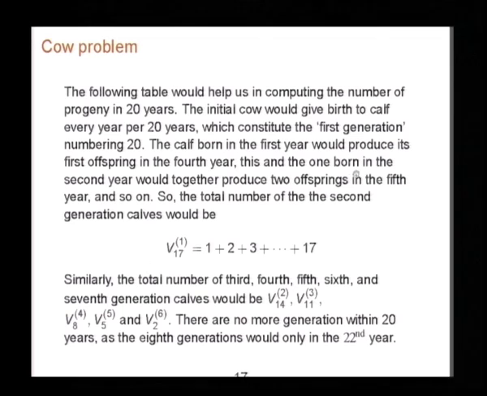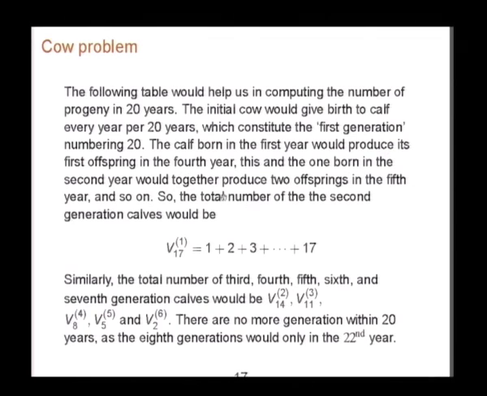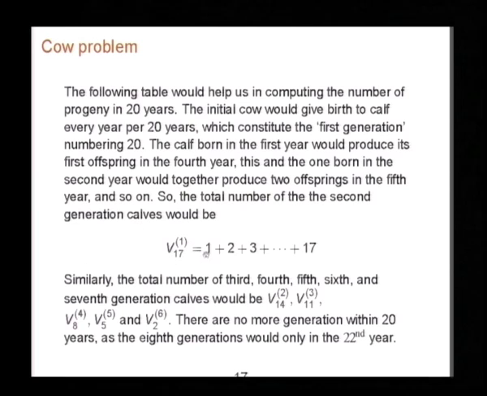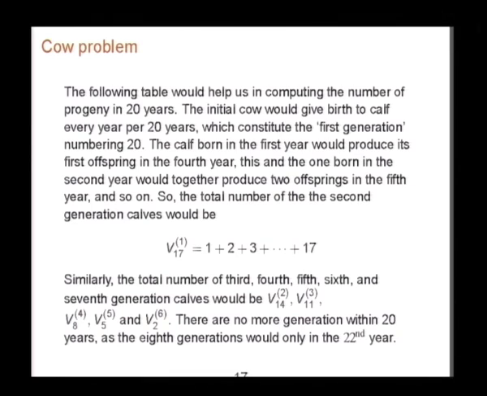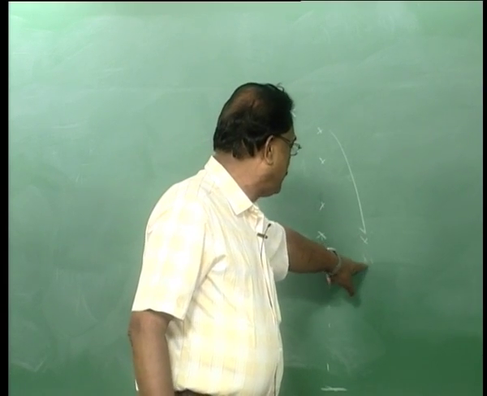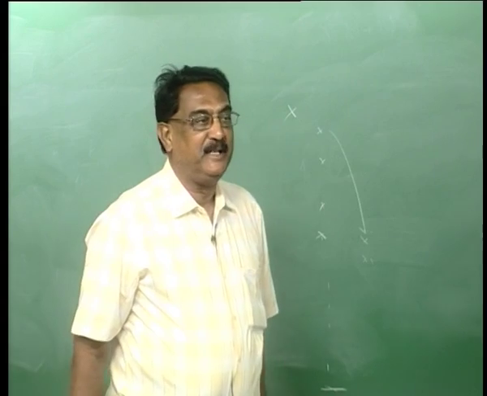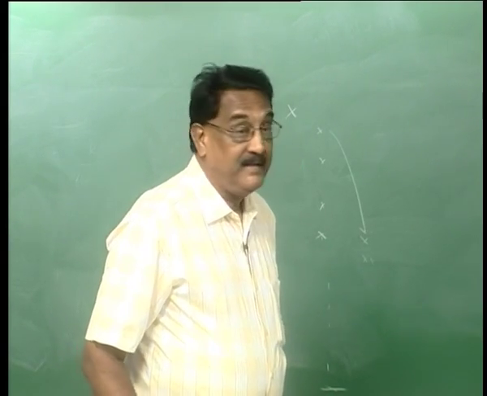The calf born in the first year would produce its first offspring in the fourth year, and the one born in the second year similarly. So the total number of second generation calves will be 1 plus 2, etcetera, up to 17. First generation is 1 plus 1, second generation is 1 plus 2 plus etcetera up to 17 only. We will see that.